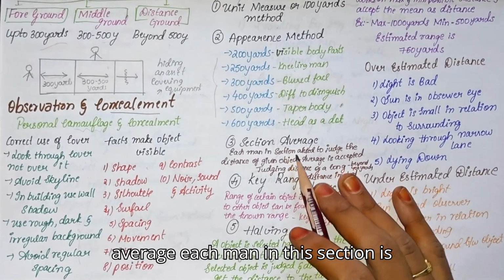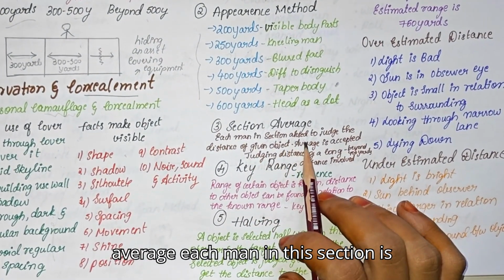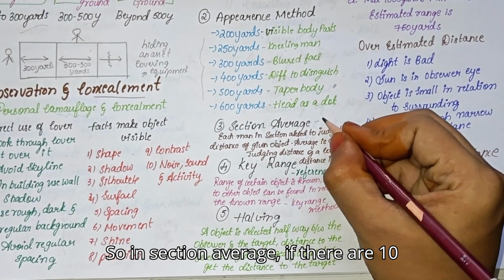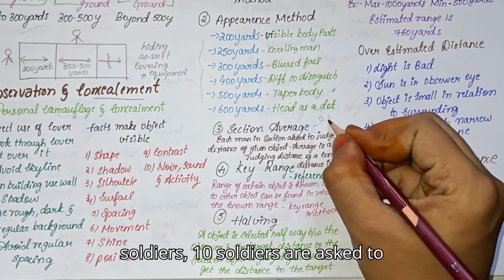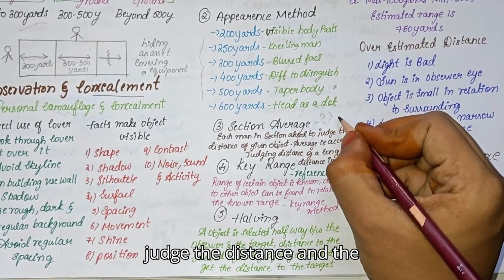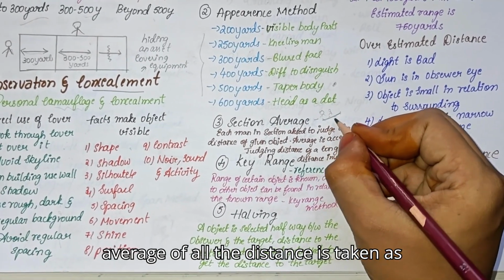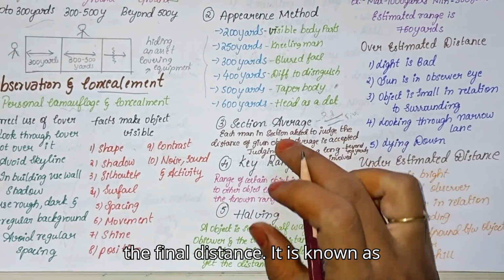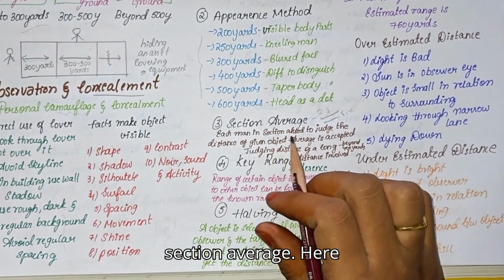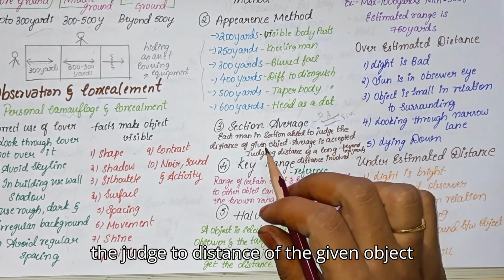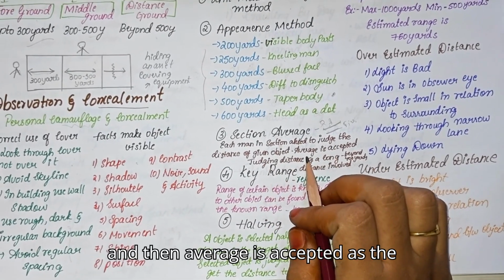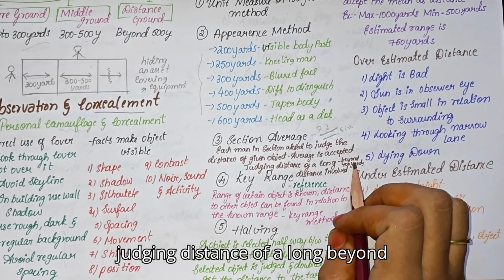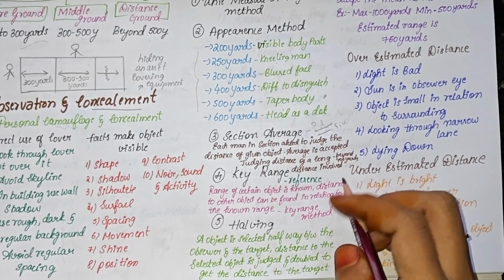Next, section average. Each man in the section is asked to judge the distance. So in section average, if there are 10 soldiers asked to judge the distance, and the average of all the distances is taken as the final distance. It is known as section average. Here the judged distance of the given object, and then the average is accepted as the judging distance of a long beyond 400 yards.